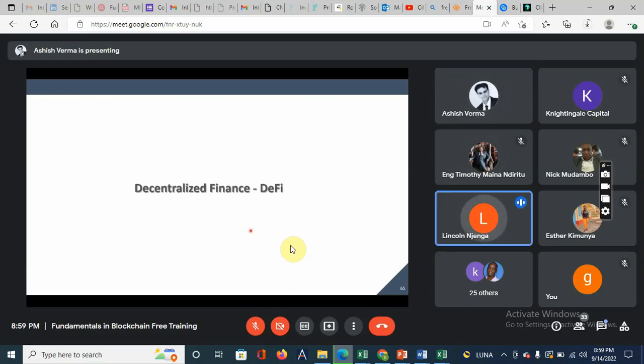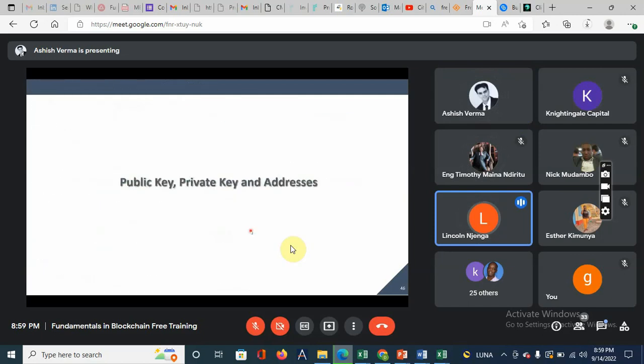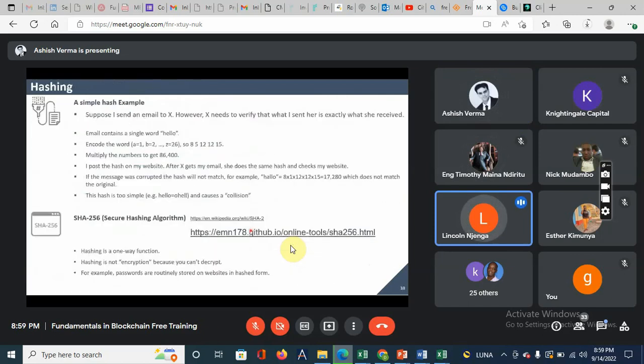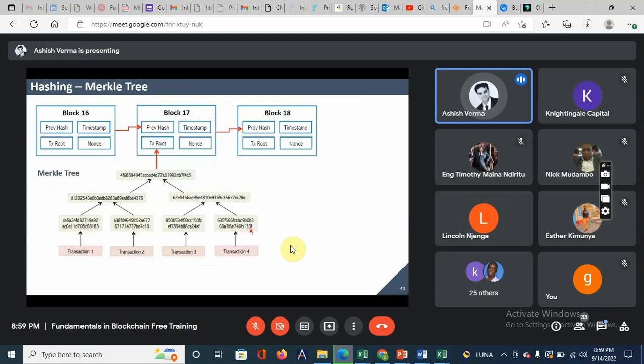A couple of questions. The hash presentation, I think I may have missed the beginning, so I wasn't sure. Are you generating a key, or what would that be in a nutshell? This is not a key, so let me go here.